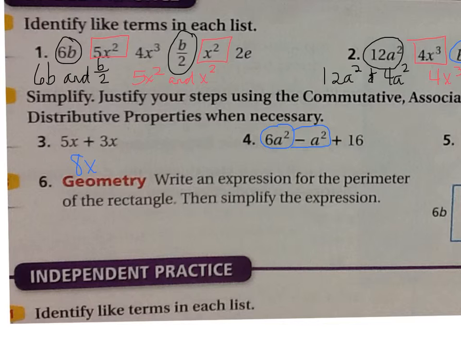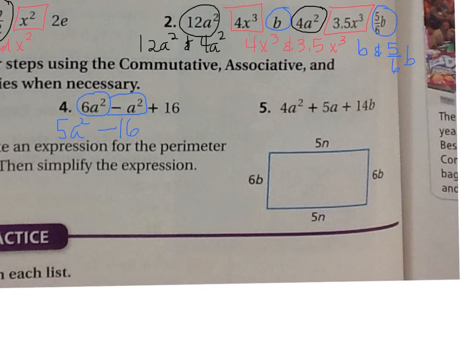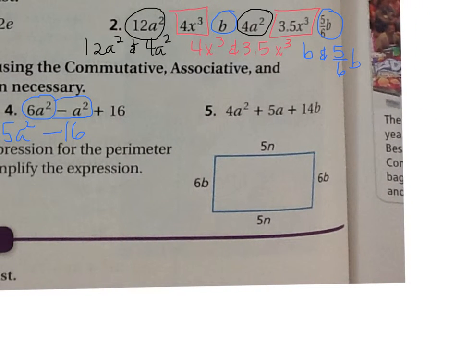Okay, I have 6a squares and I'm going to take 1a squared away. Good, I have 5a squares left over. And then copy down what you did not use. So 5a squared minus 16 is your new algebraic expression. Oh, you're right. What mistake did I make? It needs to be plus 16. Very good.